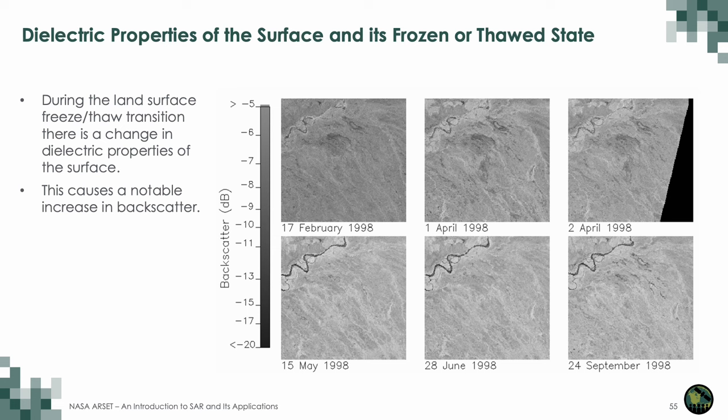It is a multi-temporal time series of an area near Fairbanks, Alaska, from the JERS-1 satellite, which was a Japanese satellite that carried an L-band SAR and flew in the 1990s. You can see that the February image, when the land surface was frozen, is darker than the June image, when the land surface was thawed and therefore there was a certain amount of moisture in the surface from the spring melt. So in freeze-thaw studies utilizing radar signals, the dielectric is the controlling mechanism causing changes in backscatter behavior.